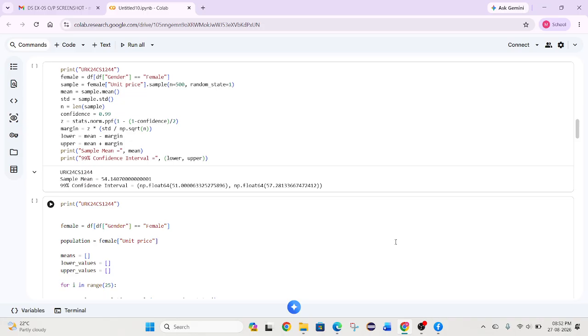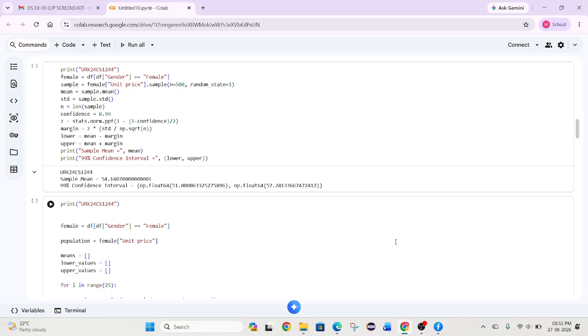Next, question 6. It is to calculate confidence intervals repeatedly. We calculate the confidence intervals for 25 different trials. Each trial uses 500 observations and a 95% confidence level. Why 25 trials? Because if we calculate only one confidence interval, we see only one result. But if we repeat the process 25 times, we can understand how confidence intervals change from sample to sample.